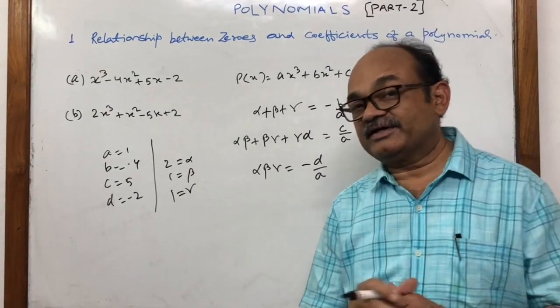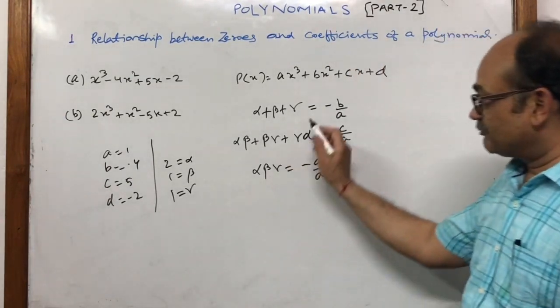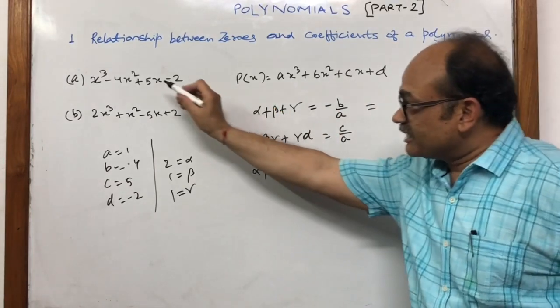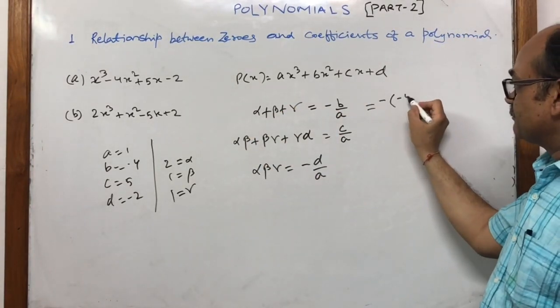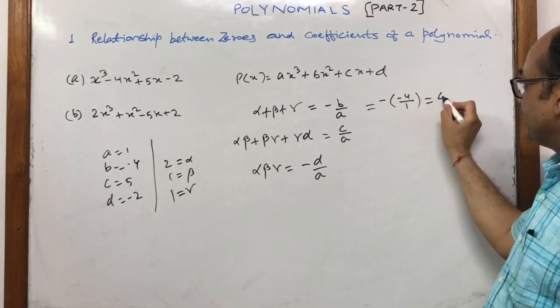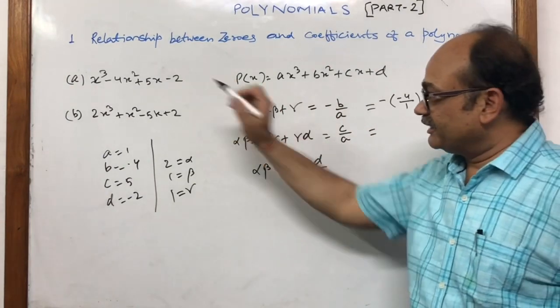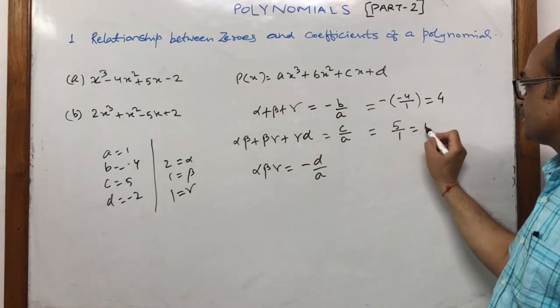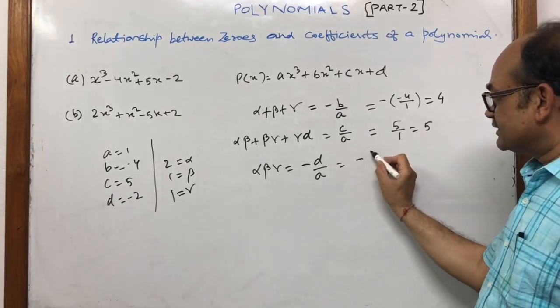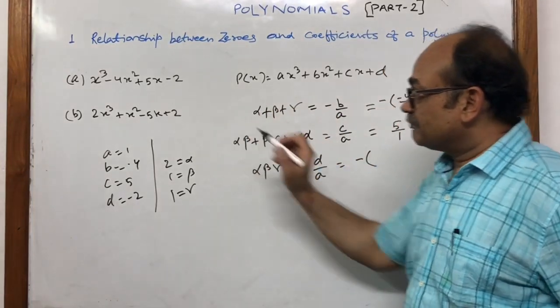Now we want to verify the relationship. Start with the first one. What is minus b by a? Minus b by a, we are getting 4. What is c by a? We are getting 5 by 1, that is 5. What is minus d by a? D is minus 2.